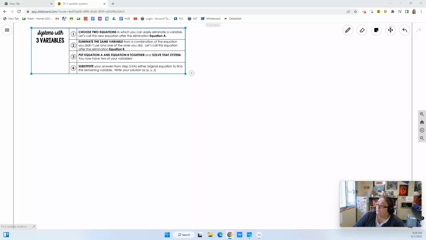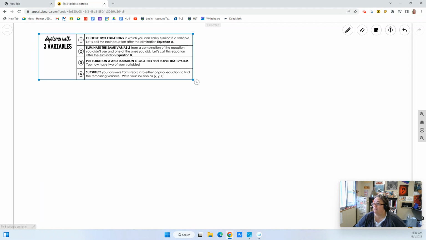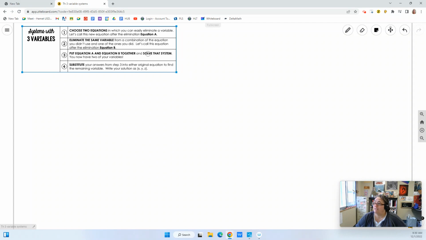So, systems with three variables. We've been doing two equations with two variables this whole time, right? That's how all of our problems have been going so far. And we've used mostly X and Y, but in the word problems, sometimes we changed it up a bit.